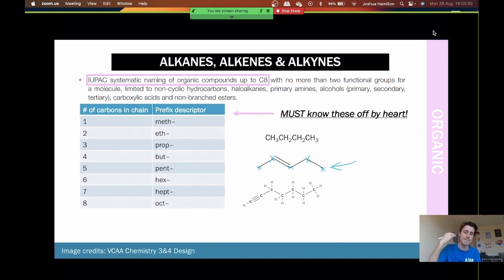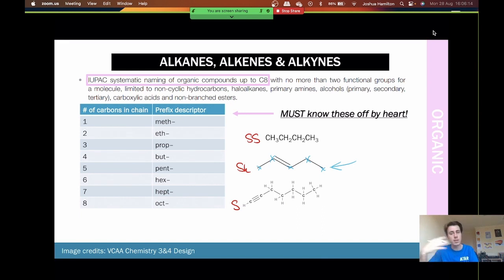So, really important, you need to know up to oct. Now, this is changing. This is going up to 10, but you need to know up to 8. So you need to know meth all the way through to oct. You also need to know how to produce them in the 3 different forms. So the 3 different forms are semi-structural, right here, skeletal, and structural. So semi-structural, skeletal, and structural, they are the 3 differences.